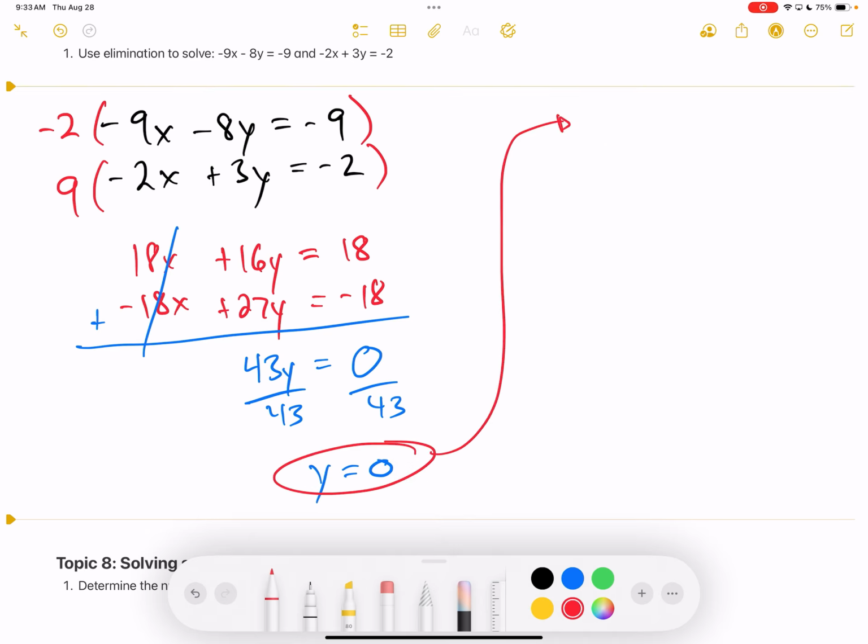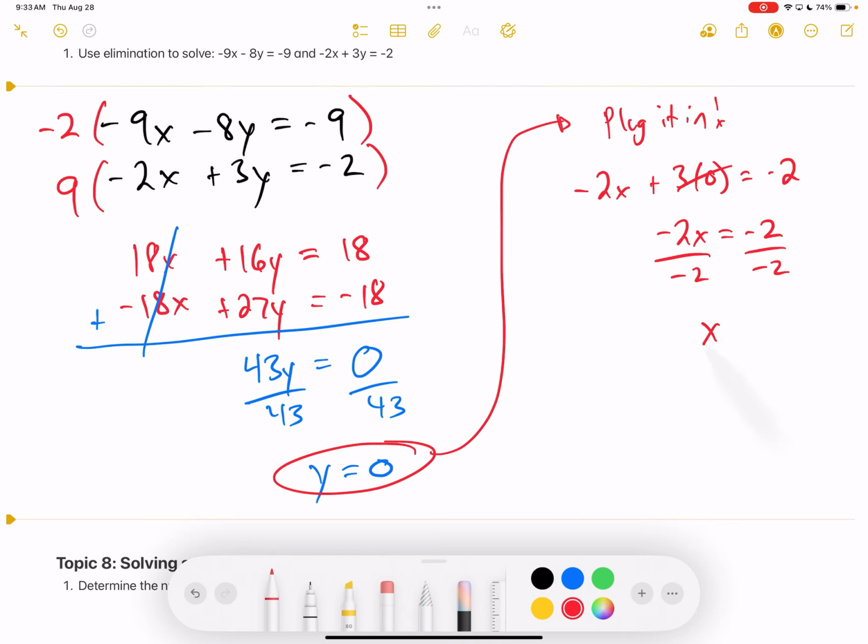So now once you get one answer, plug it in. I'll plug it into the bottom one just because, like I said, I kind of look for the smaller numbers to work with. Maybe something with less negatives. So 3 times 0 cancel out. I get negative 2x equals negative 2. Divide by negative 2. And x is 1. So these intersect at the point (1, 0). So it is fine if you get 0 for an answer for one of the variables because that's still a number.